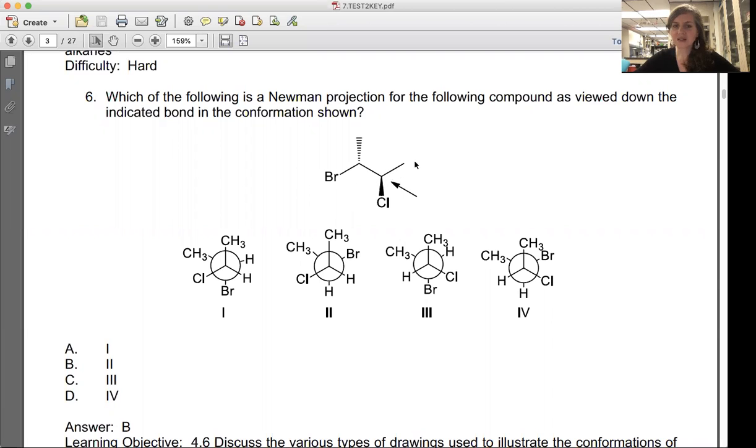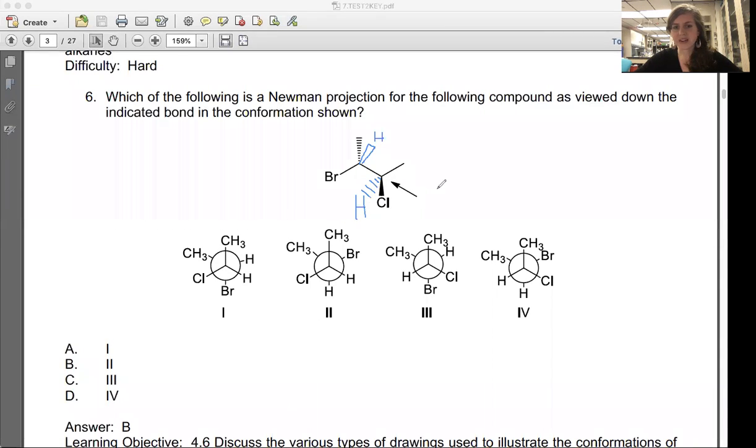So first, let's take this bond line formula and draw in the bonds that aren't shown, because it will help you convert it to Newman much more easily. So right here, we need to draw in an H on a wedge. And over here, we need to draw in an H on a dash.